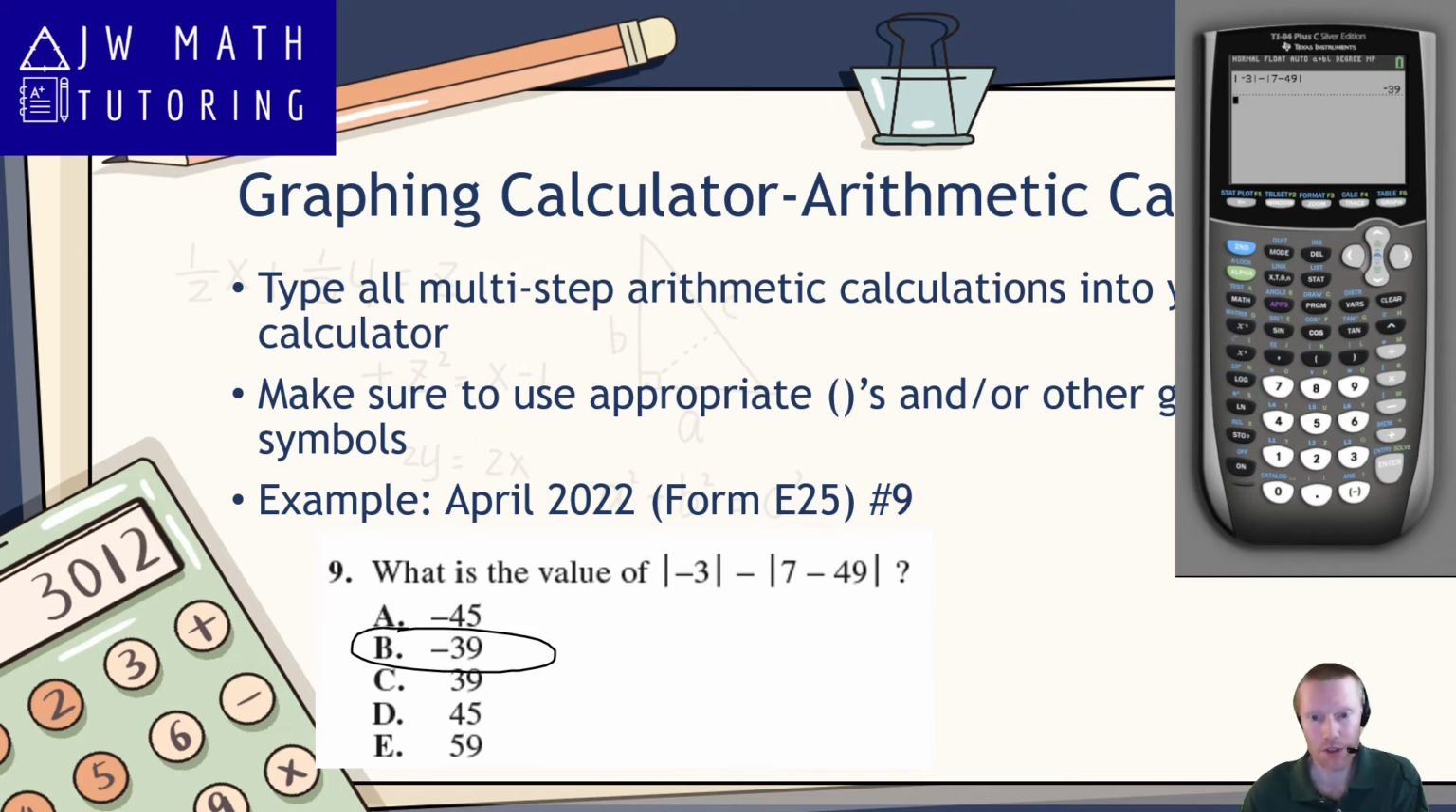So just type the whole thing in the calculator, hit enter, get your answer, move on to the next question. Just be careful that you are entering everything correctly, including negative signs and parentheses or other grouping symbols. But you want to do as many arithmetic calculations on the graphing calculator as possible.